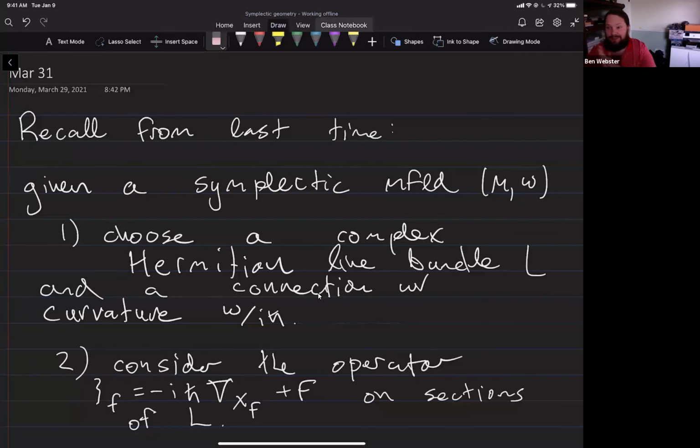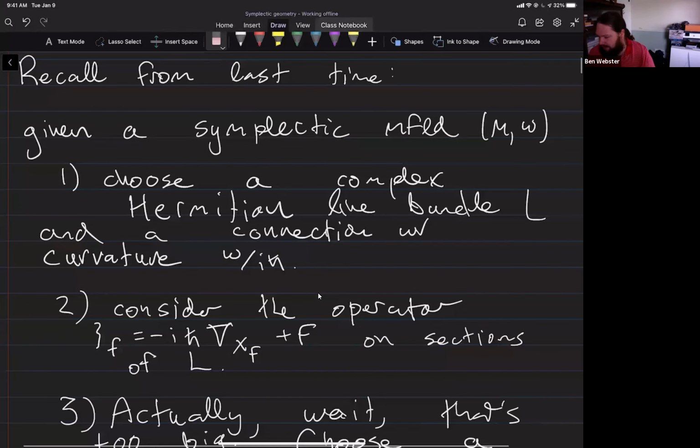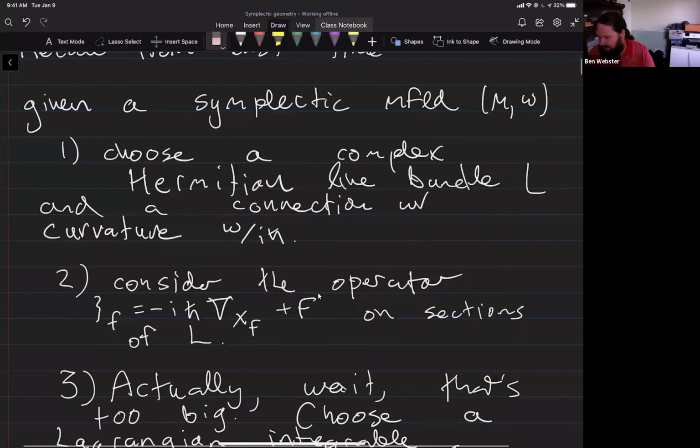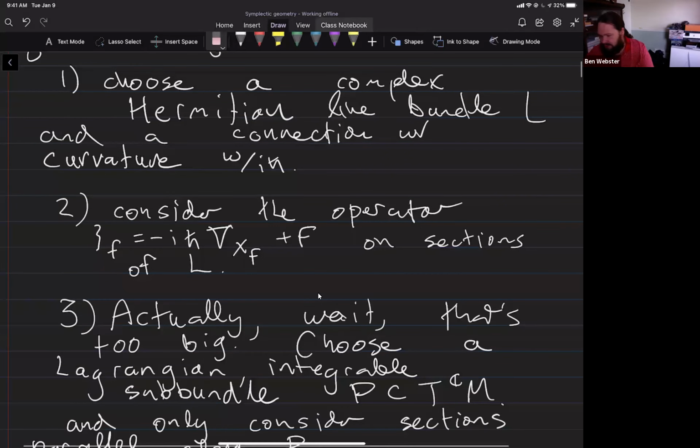So just to recall from last time, we've been talking about geometric quantization. So trying to take a symplectic manifold and a choice of Hamiltonian on it and upgrade that to a Hilbert space with an operator. And well, we got partway to doing that. We said, okay, the kind of natural thing to do is to choose a complex line bundle with a connection whose curvature matches the symplectic form.